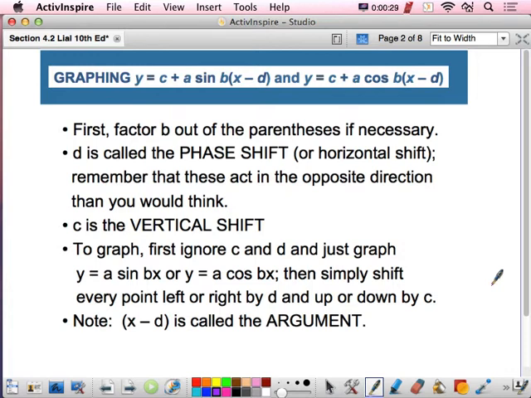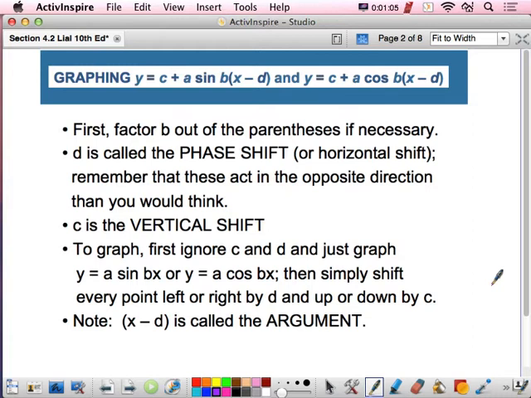So our new formulas are y equals c plus a sine b parentheses x minus d, or y equals c plus a cosine b parentheses x minus d. So you're going to have to do a little adjusting, and it'll take a little while, but once you figure out what each of those numbers mean, a, b, c, d, these are not bad at all. First, you have to factor b out of the parentheses if necessary. So if there's something in front of the x inside the parentheses, you just factor it out. We'll look at that.